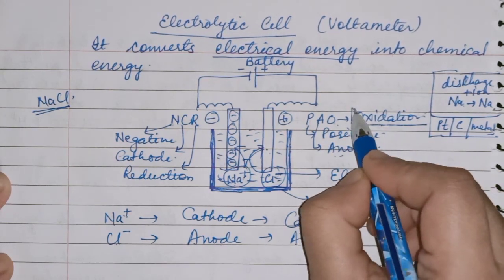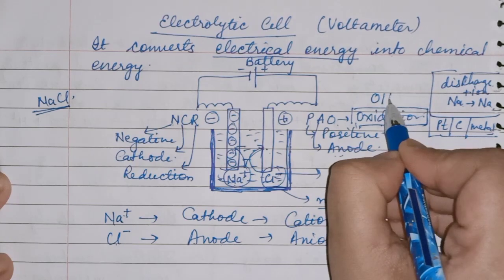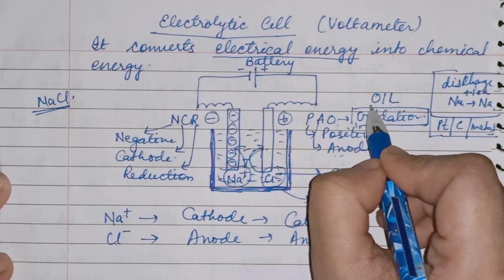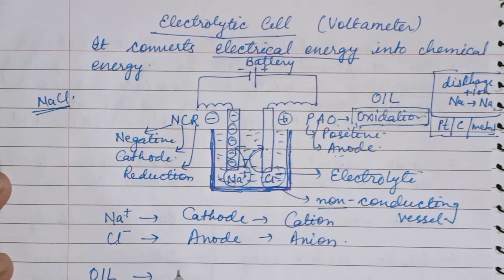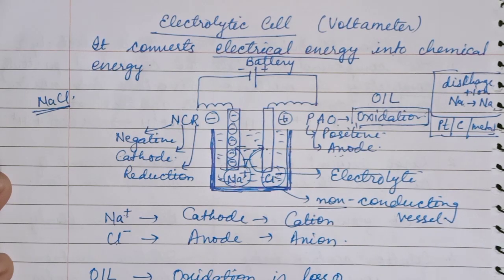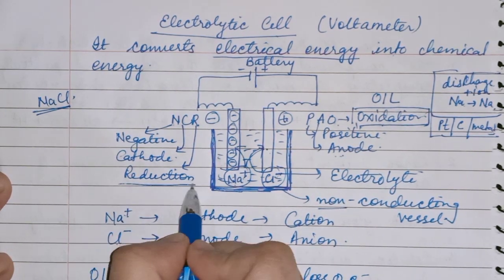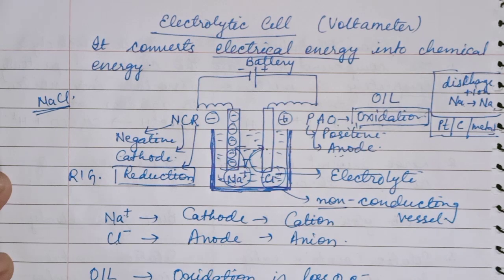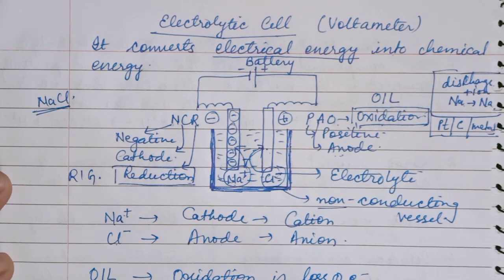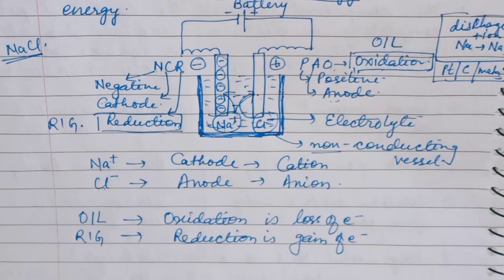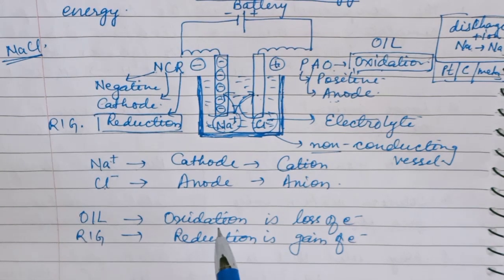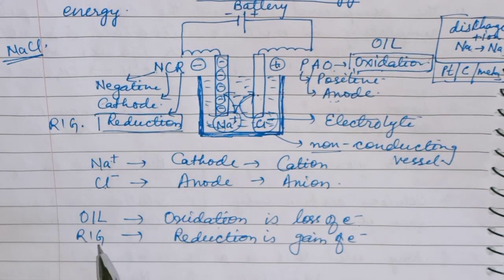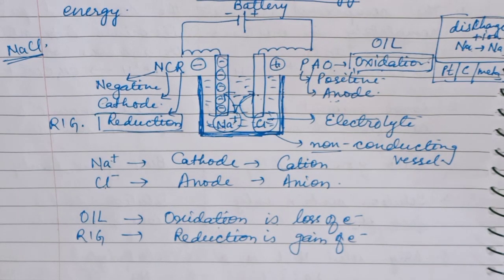What is oxidation? Oxidation is loss of electrons. You will use OIL. What is OIL? Oxidation Is Loss of electrons. And for reduction, what will you use? RIG. What is RIG? Reduction Is Gain of electrons. OIL: oxidation is loss of electrons. RIG: reduction is gain of electrons.